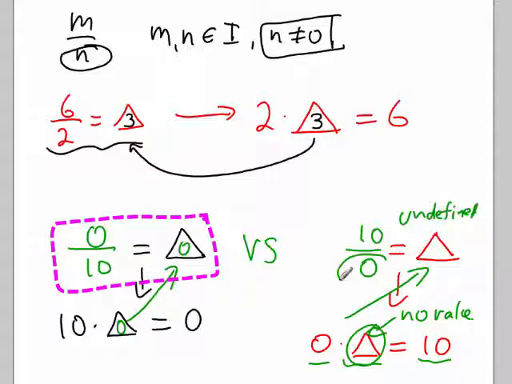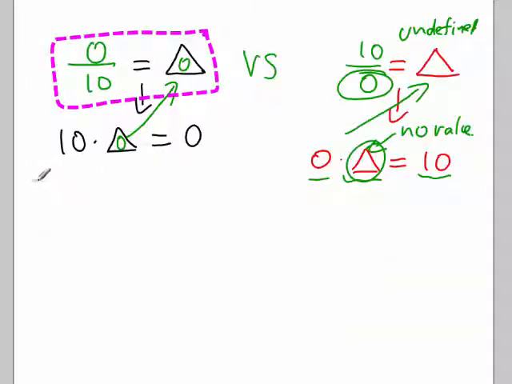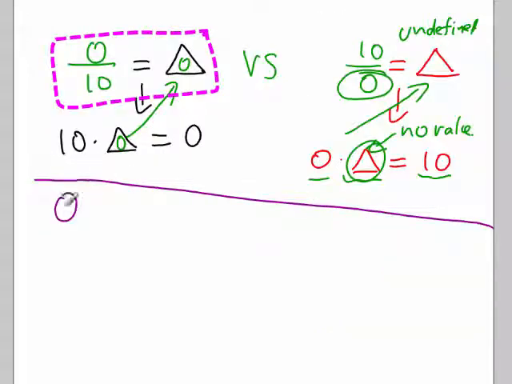And that's why having a division by 0, a 0 in the denominator of your rational number, makes it undoable, undefined. And thus we have the restriction that n can't be 0. By the way, you might wonder about 0 divided by 0.